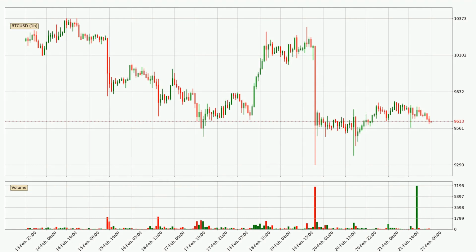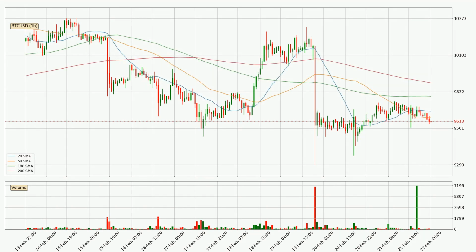Looking at the Bitcoin hourly time frame, the price moved only slightly to the downside, with around 0.8% in the last 24 hours, with a current price of $9,613.